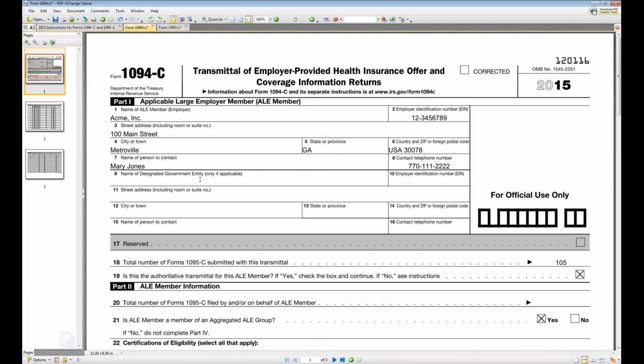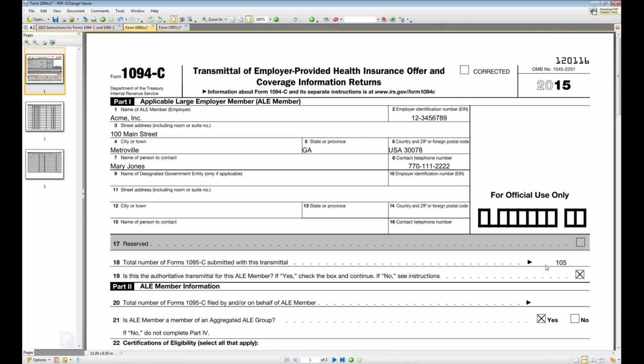I filled this one out in sample form. If you want to see an example of a sample filled out 1094C versus a blank one, I'll be happy to share this with you. I filled this out for Acme Inc., an employer that's determined that it's an applicable large employer. In part 1, it lists the employer contact information, including the contact person, which in this example is Mary Jones, with a phone number listed.